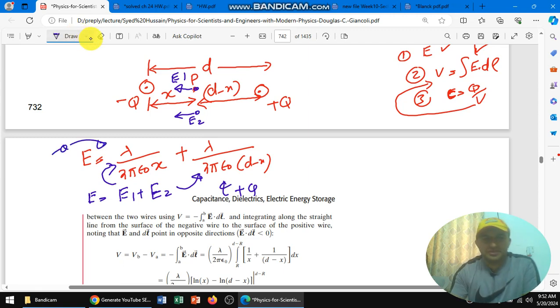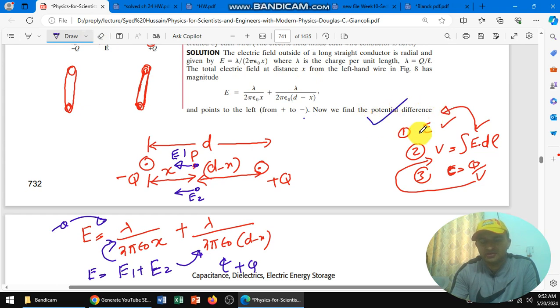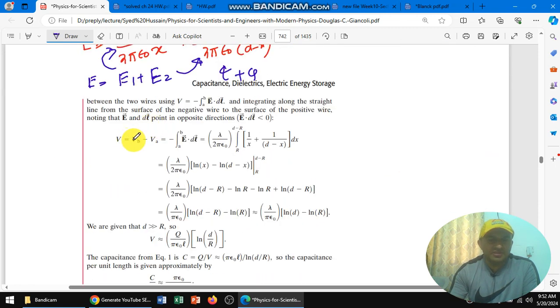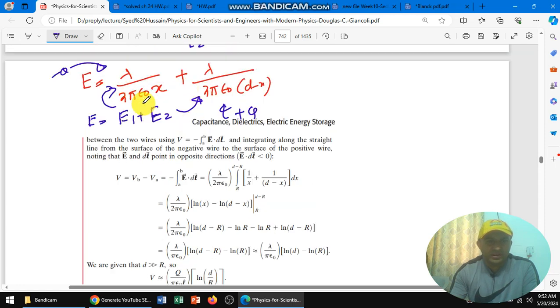So the first step is completed: we found the electric field intensity. Now we calculate the potential difference using the formula V is equal to VB minus VA, which is equal to the integral of E dot dl. We put in the formula of E, that is lambda over 2 pi epsilon naught x plus lambda over 2 pi epsilon naught (D minus x). We took the constant terms outside the integration, and the limit of integration is from R to D minus R.